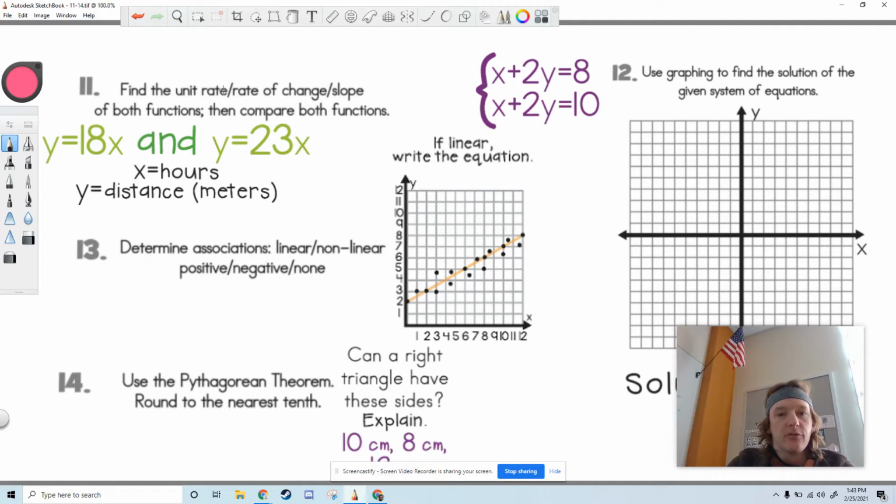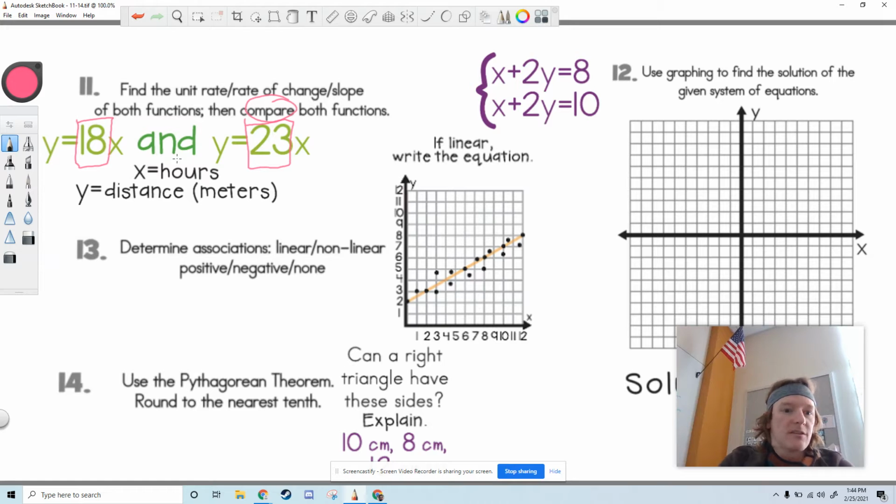Number 11, we need to find the unit rate, or the rate of change, the slope, in both functions. Well, the first one, the slope is given to us. It's right here. It's 18. The second one is also given to us. It's 23. So clearly, when we compare them, one of these is higher than the other.